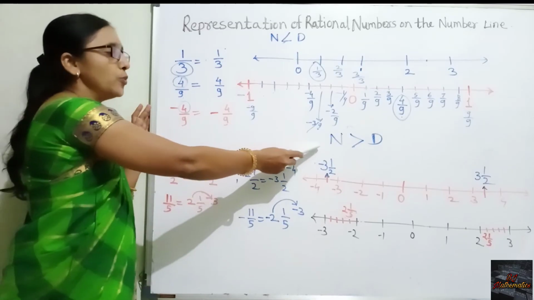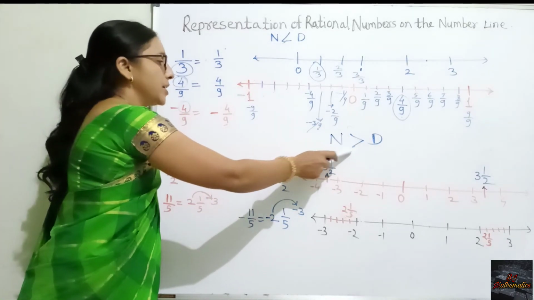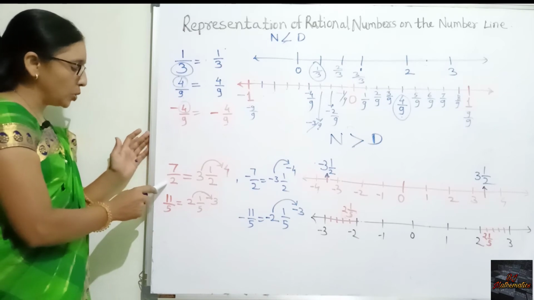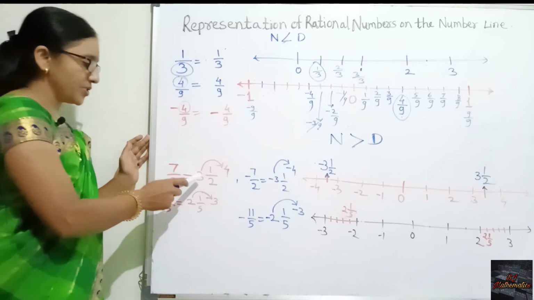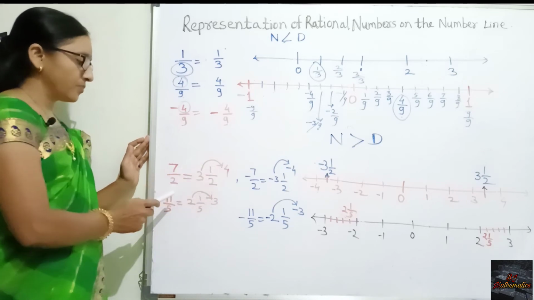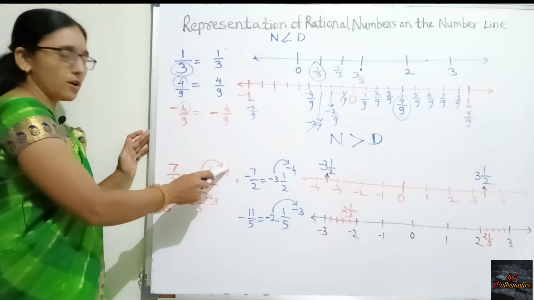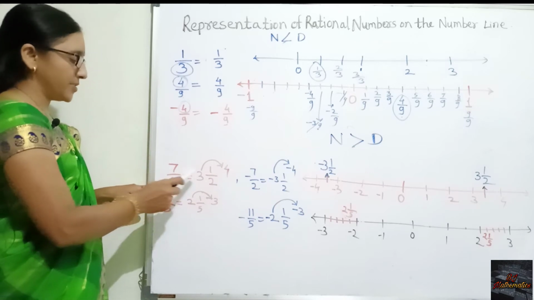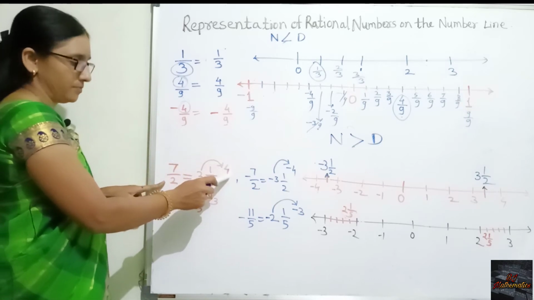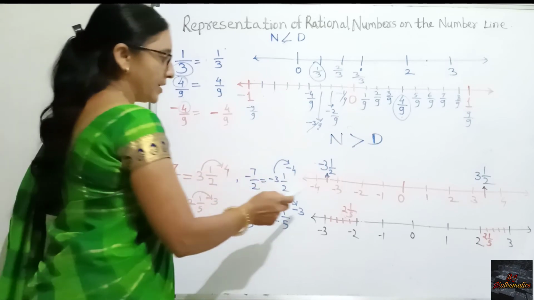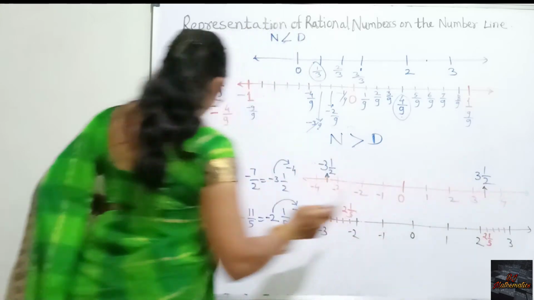Case number 2, when the numerator is greater than the denominator. Here 7 is greater than 2. Convert it into a mixed fraction. It is 3 integer 1 by 2. Next to 3, the number 4 is there. Therefore, 7 by 2 lies between 3 and 4. Here, 7 by 2 lies between 3 and 4.